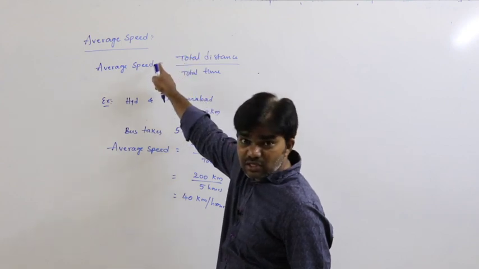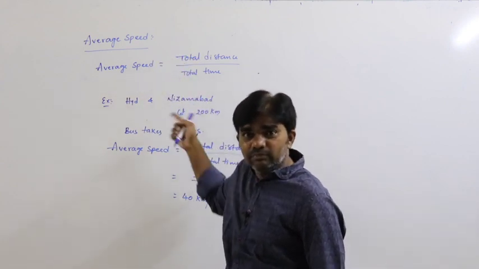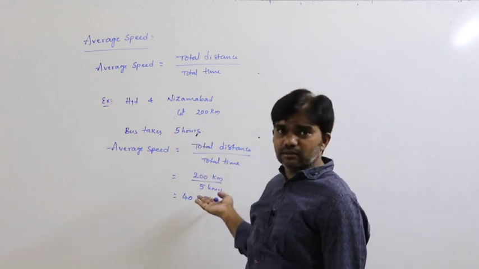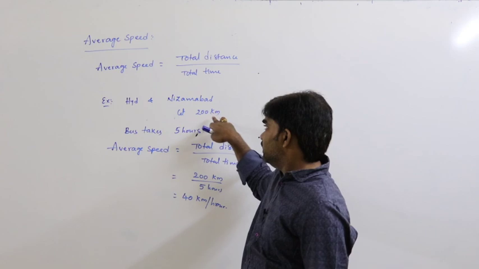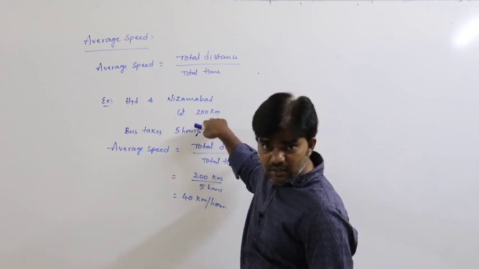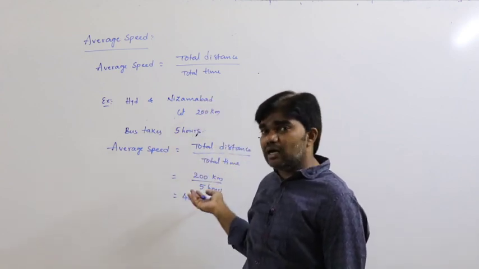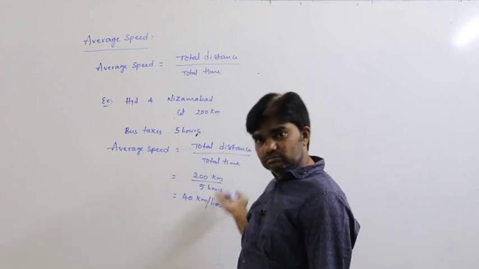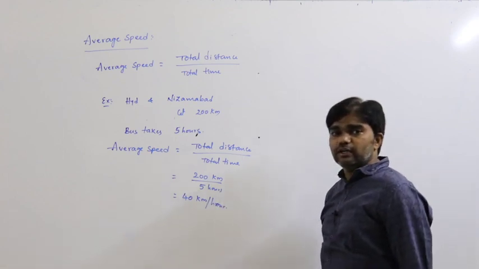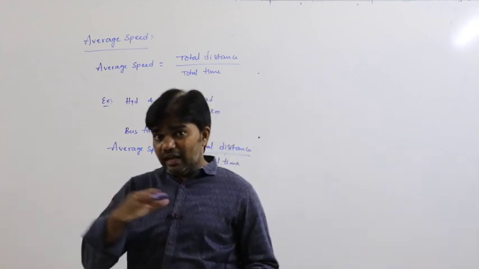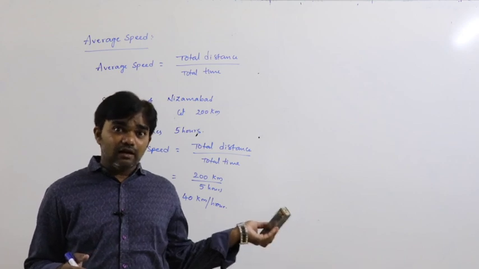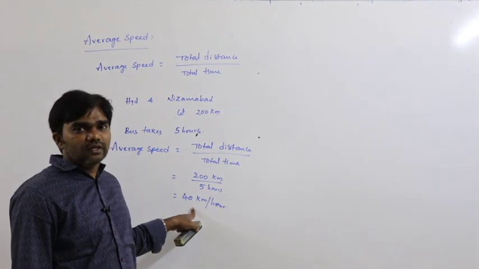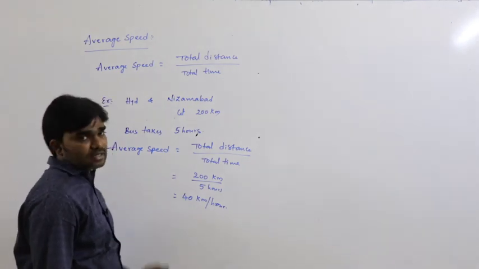The total distance travelled by the body divided by total time is called the average speed. A general example: the distance between, let us say, Hyderabad and Nizamabad is 200 kilometers. Let us say the bus takes 5 hours of journey. Then what is the average speed? Total distance by total time, that is 40 kilometers per hour. On the highway it may travel at 80 or 100, but on average it is 40 kilometers per hour. This is average speed.